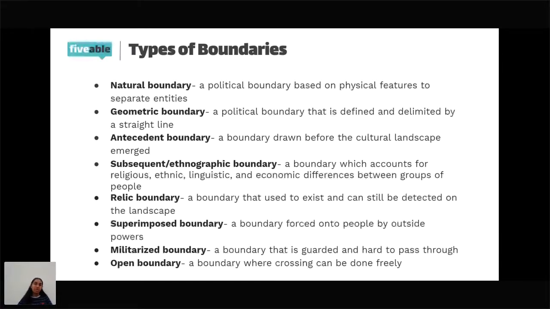A geometric boundary is a political boundary that is defined and delimited by a straight line, and we will be covering the definitions of delimited and defined later.